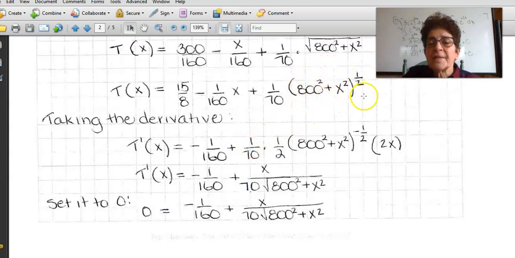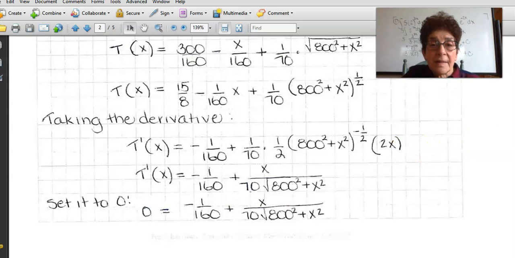This expression is a function composition. I've got this inside, and the whole thing is a square root, so I need to use the chain rule on it. First, I'm going to take the derivative of the outside function. I'm going to bring down my 1/2, rewrite what's in the parentheses, drop the exponent by 1, then multiply that by the derivative of what's inside. 800 squared is just a number, so its derivative, since it's a constant, is 0, and x squared is what gives me the 2x.